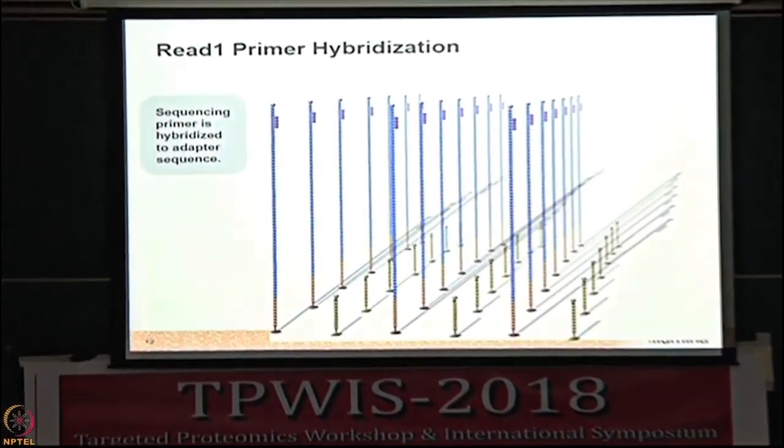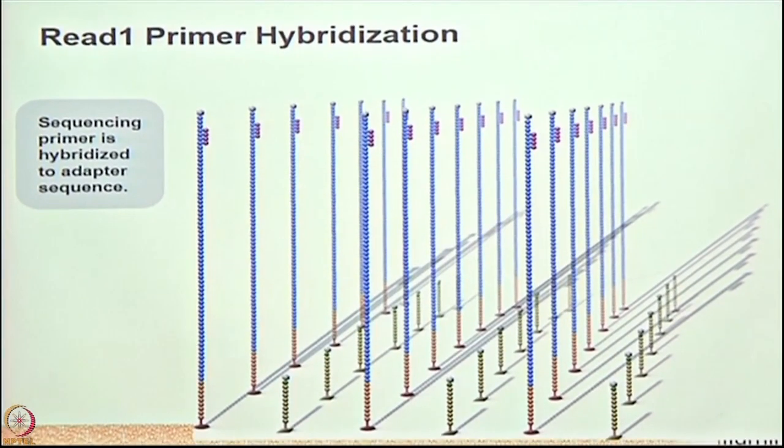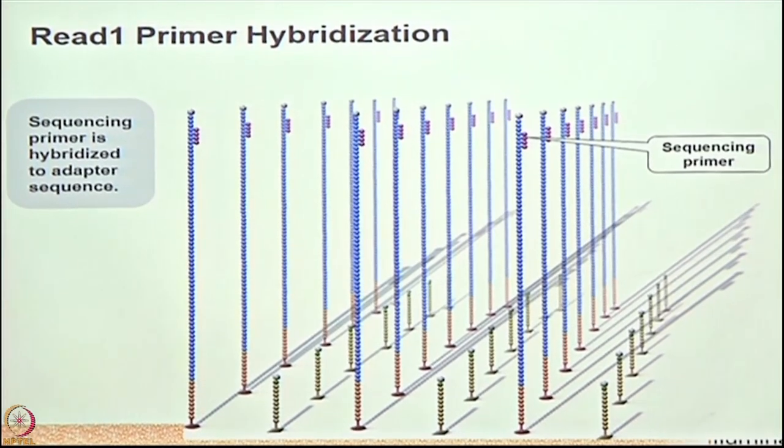Now you're set to go for sequencing. You remember in the library I showed you a region, the RD1 region, which is meant for hybridization of the read-1 sequencing primer. So on the flow cell, now you flow the read-1 sequencing primer. You can see that the primer goes and binds over there. Then we are set to go for the sequencing.